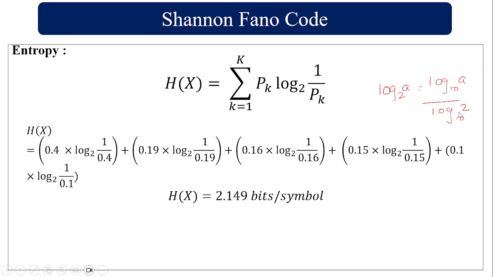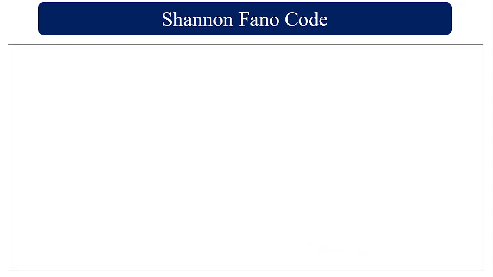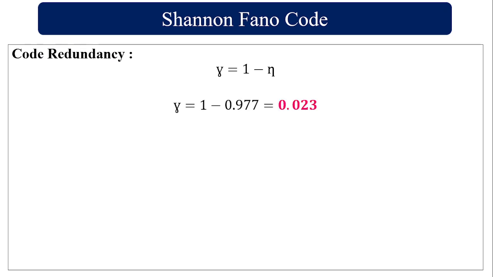So we will get 2.149 bits per symbol. The efficiency is 2.149 divided by 2.2, which is nothing but 0.977, that is 97.7 percent. So code redundancy is 1 minus efficiency, which is 0.023.